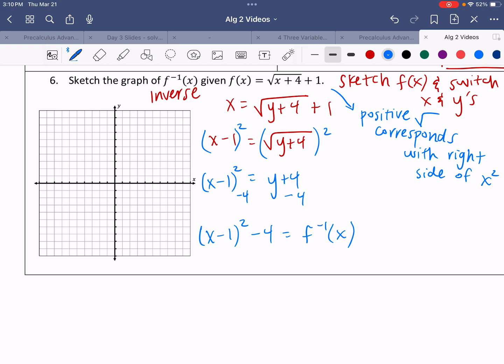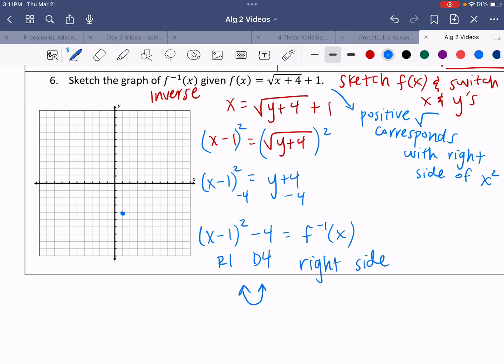So let's look at this equation and see. It's been shifted, right? It's a quadratic equation. Right 1, down 4. So its vertex is at 1, negative 4. And we want the right side only.